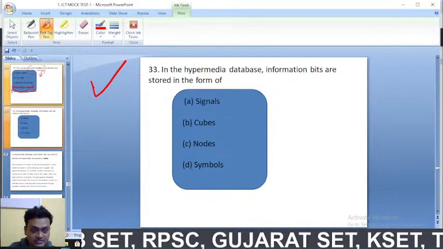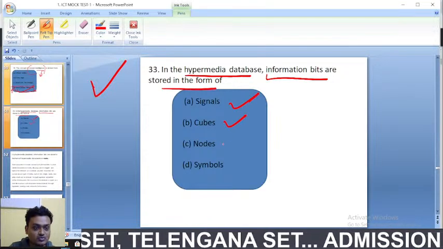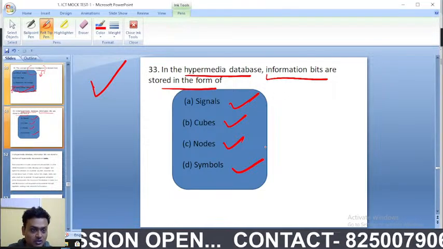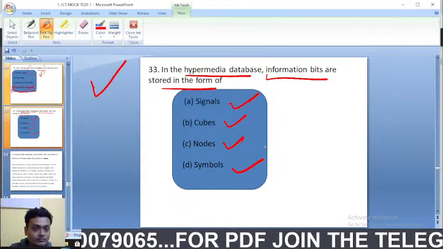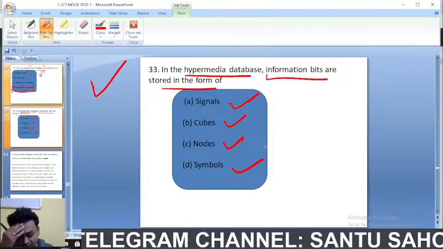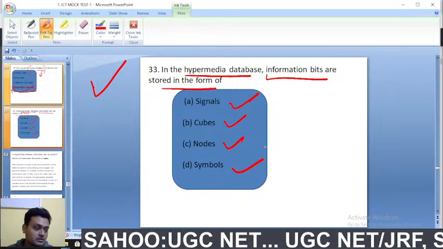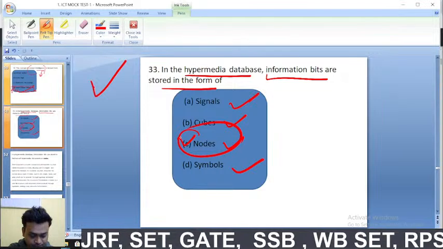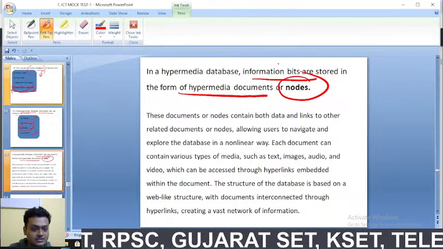Okay, a very interesting question here. In the hypermedia database, information bits are stored in the form of signals, cubes, nodes, and symbols. So I told you that machine only understands binary language, that is 0 and 1. Nodes is the right answer, exactly, Pramod. In hypermedia database, information bits are stored in the form of hypermedia documents or nodes.